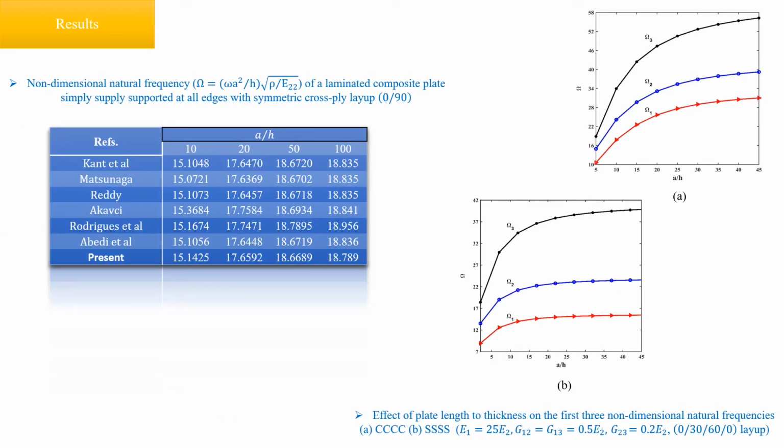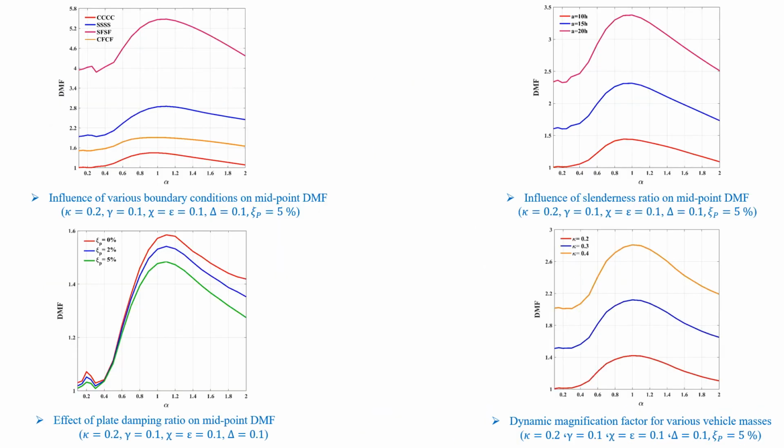At first stage, free vibration results are provided that show good agreement with those available in literature, and on the right, figures show the influence of slenderness ratio of plate on the first 3 non-dimensional frequencies for 2 different boundary conditions with certain dimensions and layup.